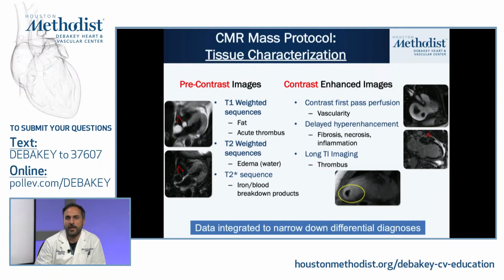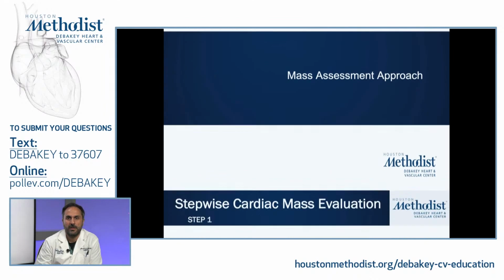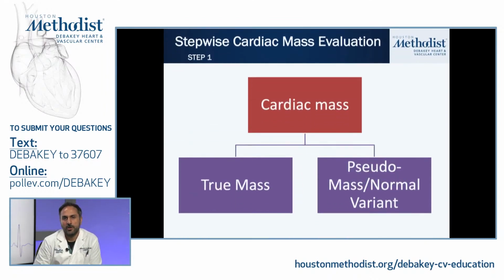Next, whenever we administer the contrast, we assess at the beginning, when contrast is first injected, the first pass perfusion to assess vascularity. This is followed by the delayed hyperenhancement to assess for fibrosis, necrosis, or inflammation. And then at the end of the study, usually we do the long inversion time imaging to assess for the presence of a thrombus.